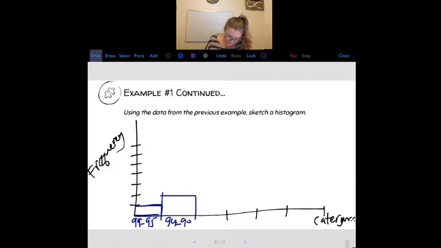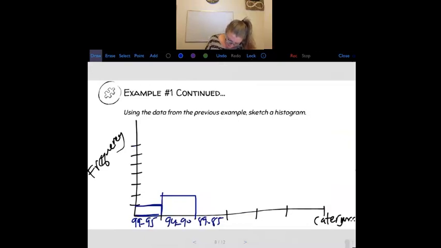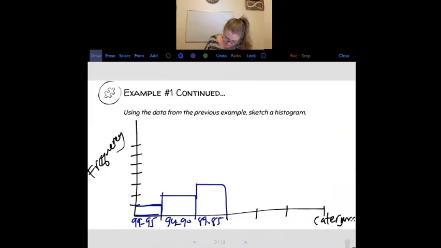The next category would be 89 to 85, and that had a frequency of 3. So my bar is going to have a height of 3. So if you notice, I would just kind of draw it over and make sure that it ends up at that height. Sorry, I keep clicking over. Then we have 84 to 80, and that had a frequency of 3 as well, so it's the same height as the bar next to it.